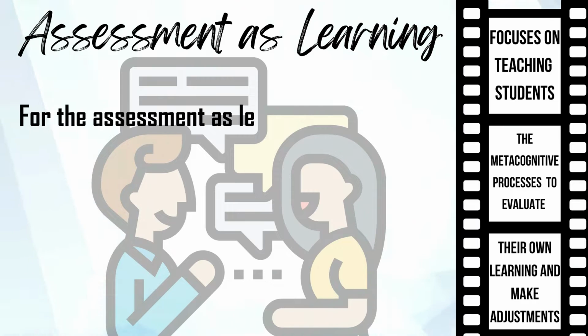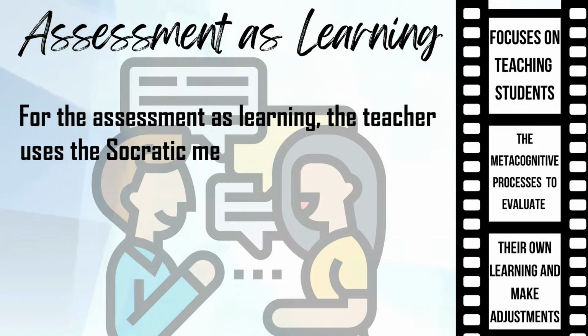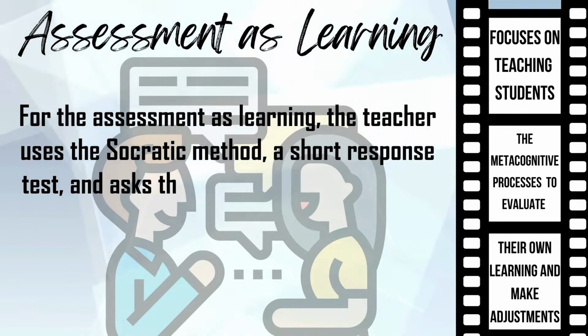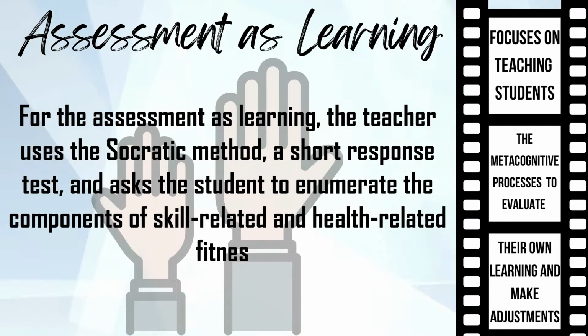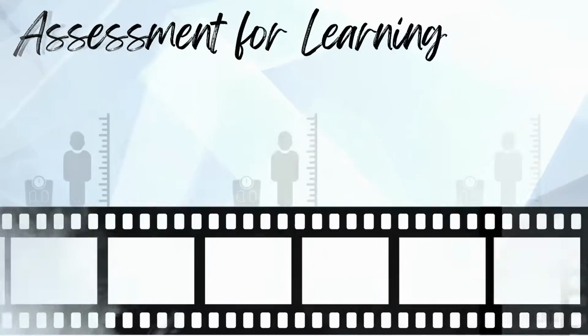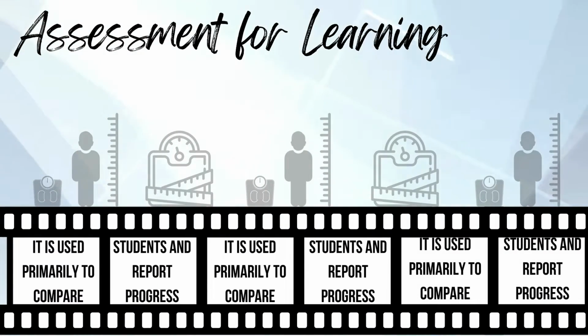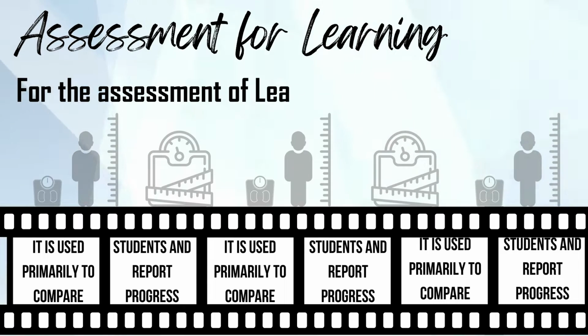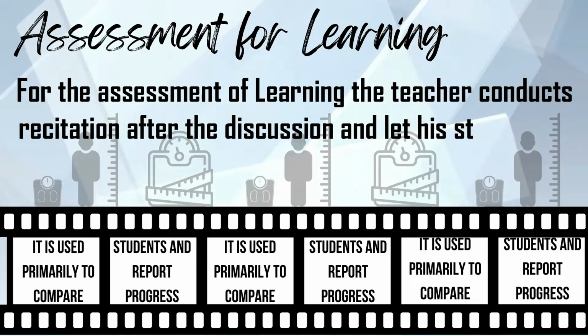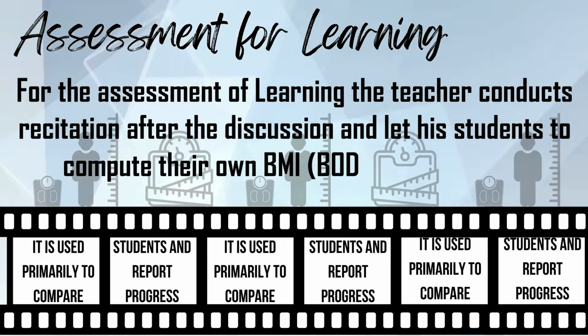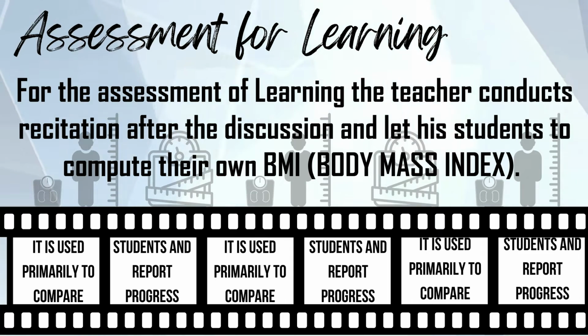For the assessment as learning, the teacher uses the Socratic method, a short response test, and asks the students to enumerate the components of skill-related and health-related fitness. For the assessment of learning, the teacher conducts recitation after the discussion and lets his students compute their own BMI or body mass index.